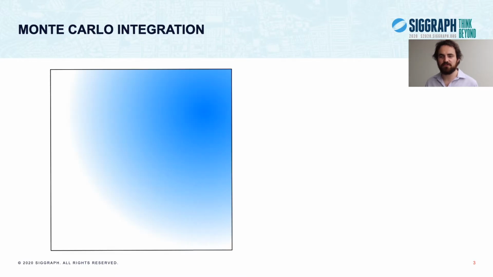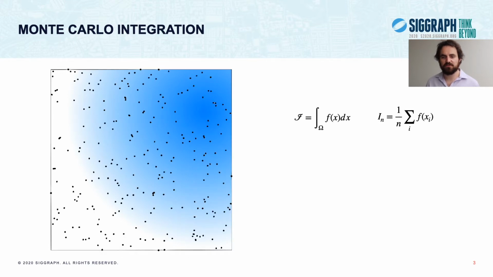Let's say you have a function you do not know how to integrate and you want to compute its integral. Well, Monte Carlo integration says you just take random sampling points and you average a function value at those points. And then you get an approximation of your integral. This approximation converges in speed 1 over square root of n.